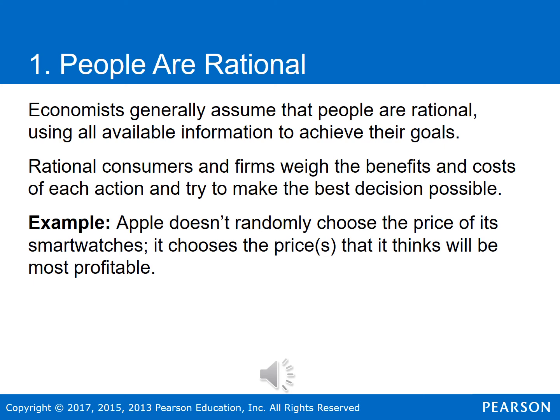Given three or four different alternatives, where one meets your needs perfectly, one meets them pretty well, and so on down the line, people aren't going to choose the second or the third best option. Given the cost and given the benefits of the different choices before you, you're going to pick the one that gives you the greatest benefit at the lowest possible cost. So you're going to weigh those costs and the benefits together. And just for an example, Apple doesn't randomly choose the prices of its smartwatches. It chooses a price that it thinks is going to be most profitable.